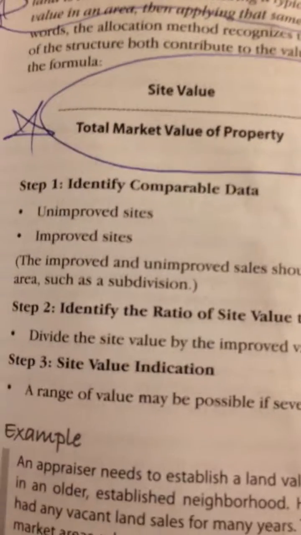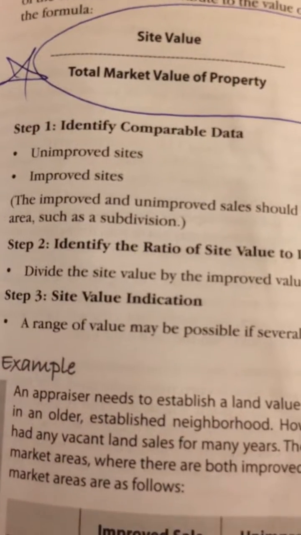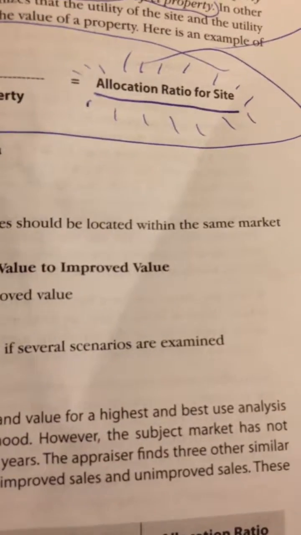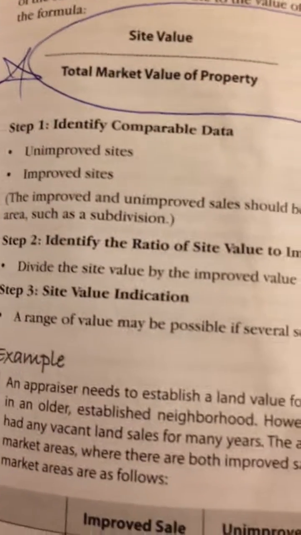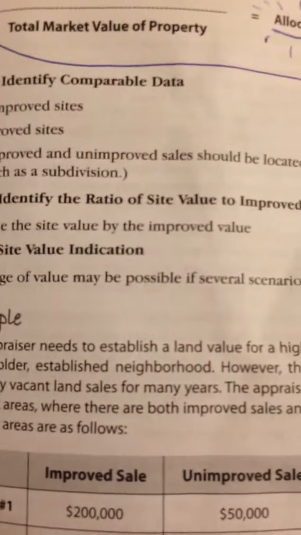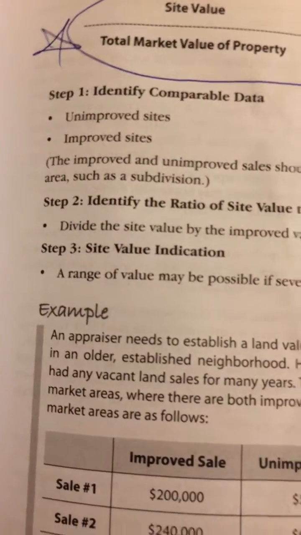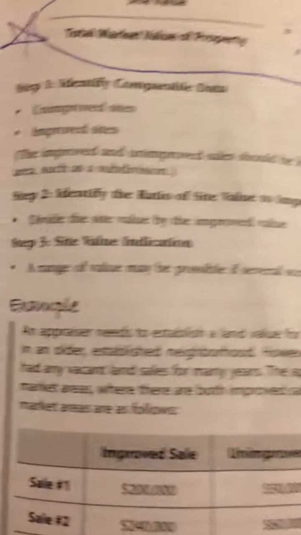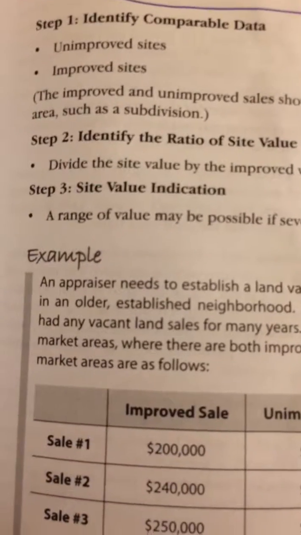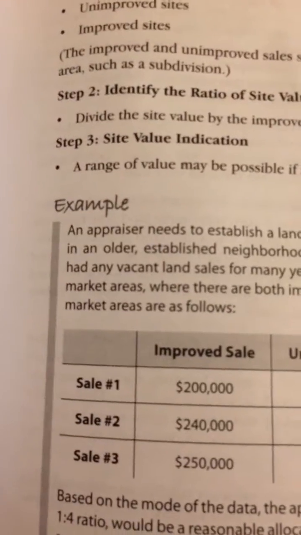Step 1. Identify comparable data: unimproved sites, improved sites. The improved and unimproved sales should be located within the same market area, such as a subdivision. Step 2. Identify the ratio of site value to improved value. Divide the site value by the improved value. Step 3. Site value indication. A range of value may be possible if several scenarios are examined.